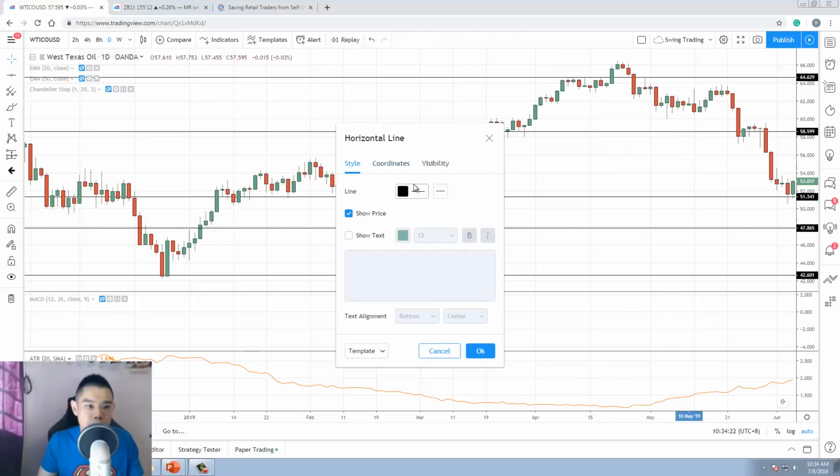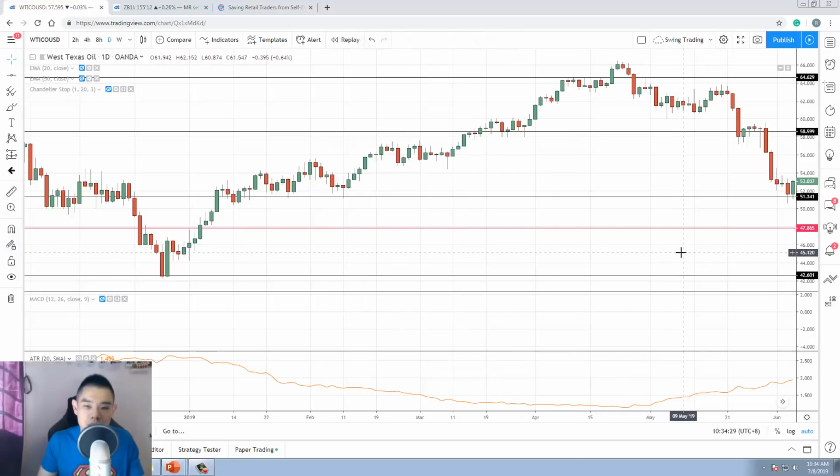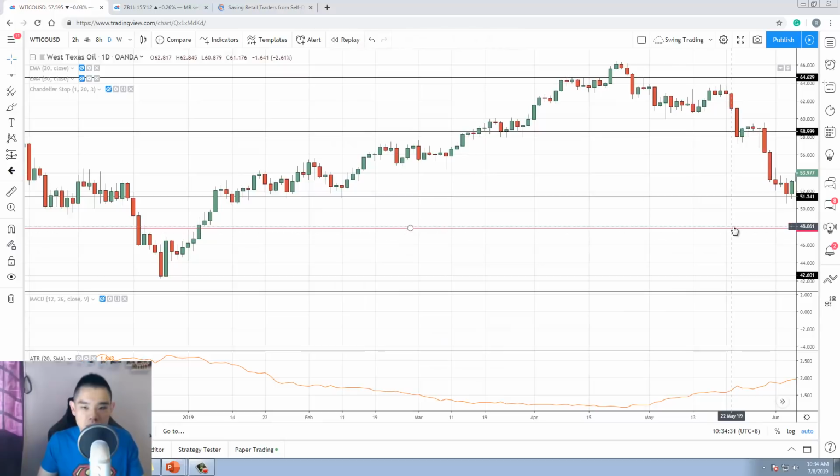And I'll change this to red. How about pink? Okay, let's do it. Okay, so this is my stop loss. So you can see that. I mean, it's a little huge to be honest, right? Okay, about $48. There about, okay, 47.90. Okay, so there is my stop loss.